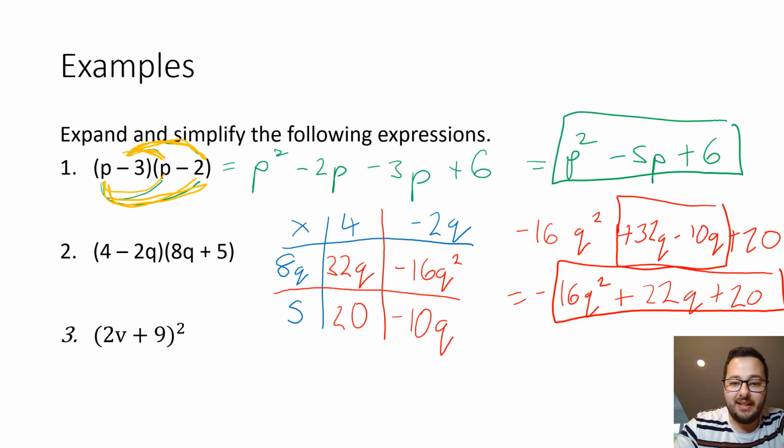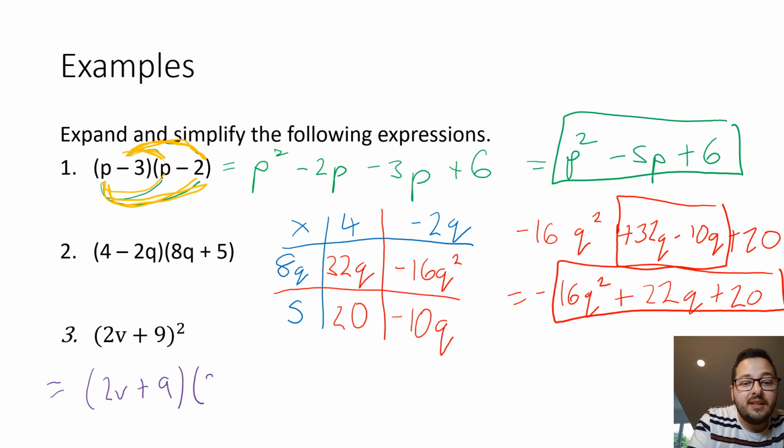Great, and then finally, we'll just have a little go at this one. So this is 2v plus 9 squared. Now anything squared, you times it by itself. So this is the same as 2v plus 9 times 2v plus 9. Okay, let's use the FOIL method.